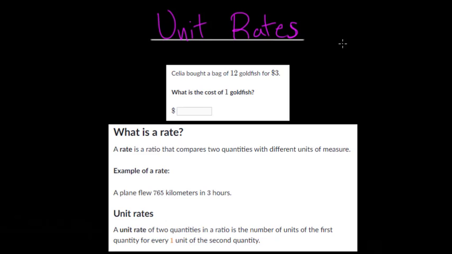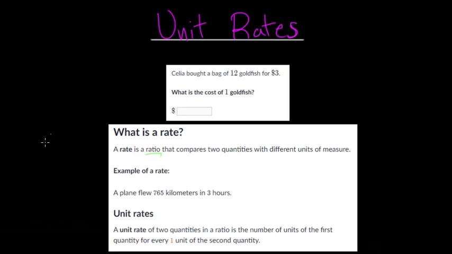For this video, I'd like to talk about the concept of unit rates. So before we get into a unit rate, let's first think about what a rate is. And I have a couple definitions here for both rate and unit rate. But a rate is just a ratio, so a fraction, that compares two quantities with different units of measure.